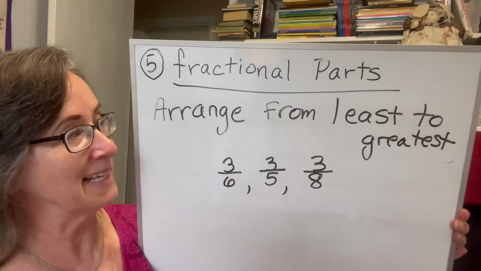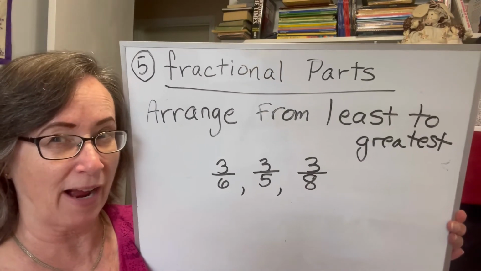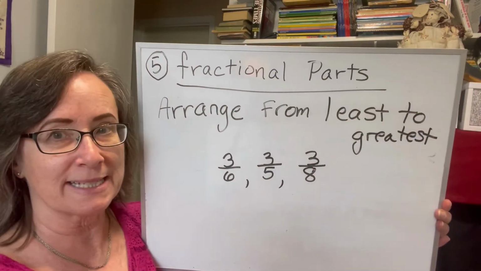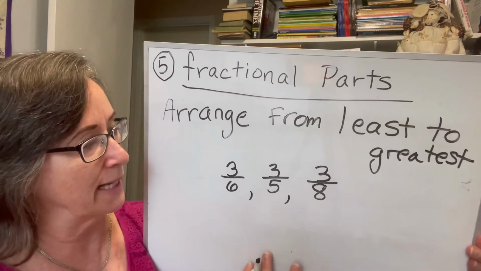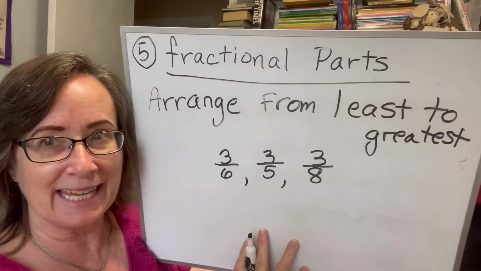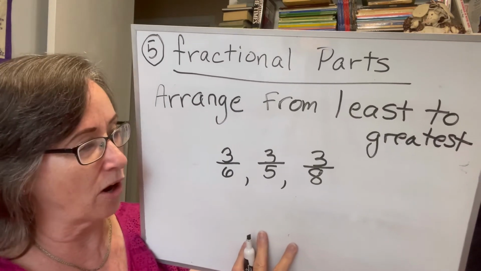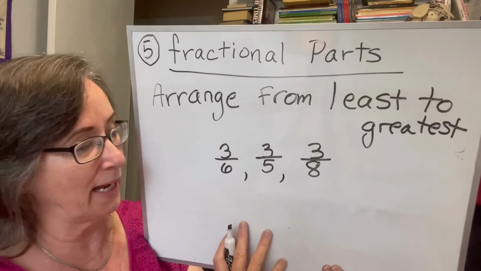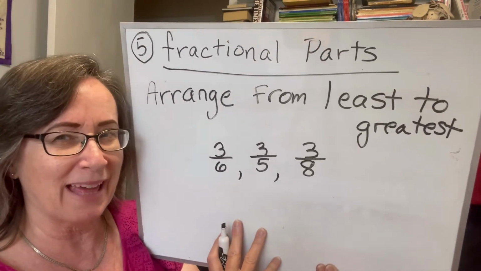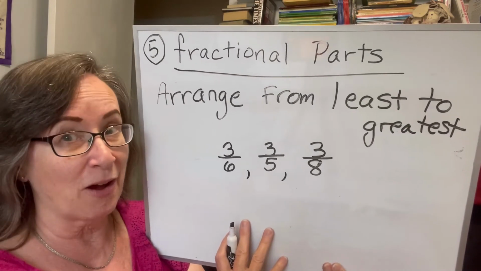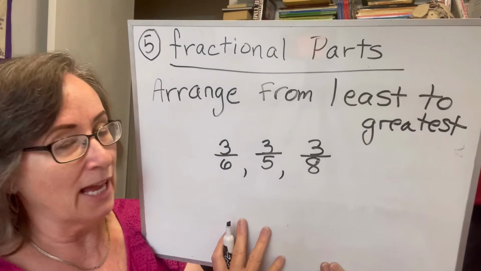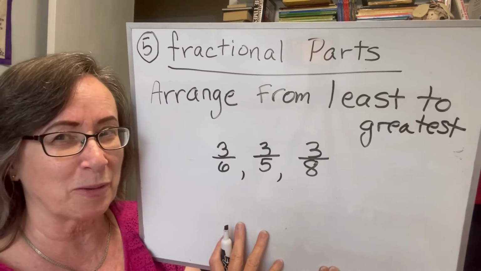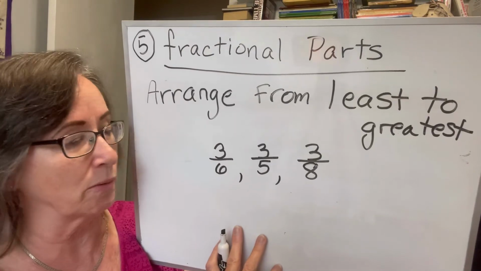This one's fun because now we're going to start comparing fractional parts. Arrange from least to greatest. Now, one very handy way to do this is to see if your fractions are equal to 1/2, less than 1/2, or greater than 1/2. And sometimes we can do that without getting common denominators. So it's just kind of a quick, easy way. If all we're doing is arranging them from least to greatest, sometimes this will work.